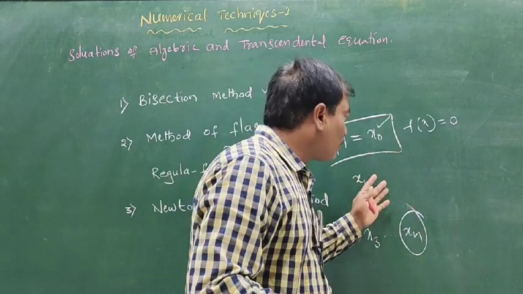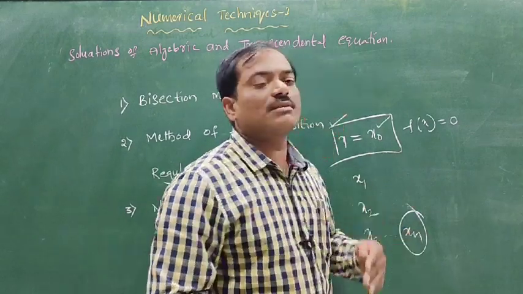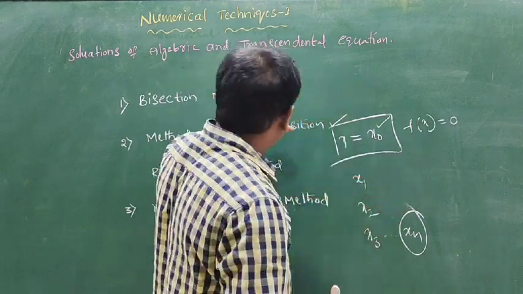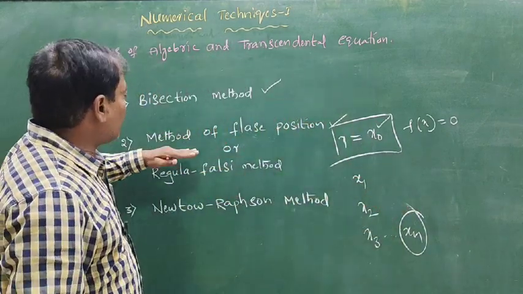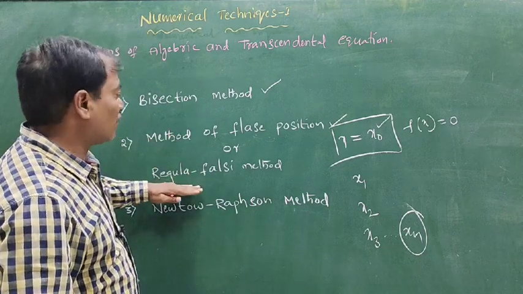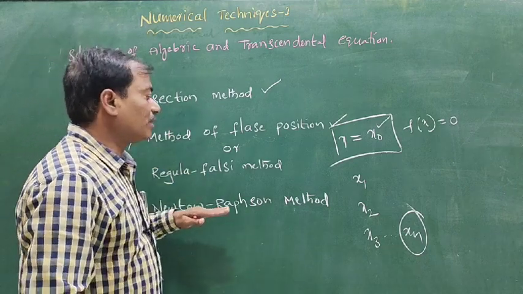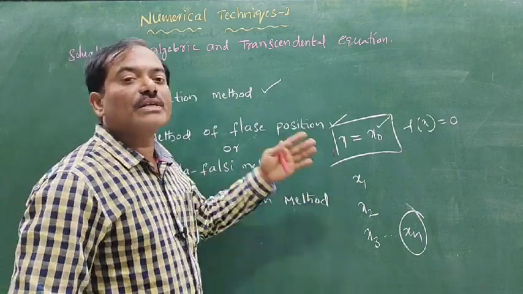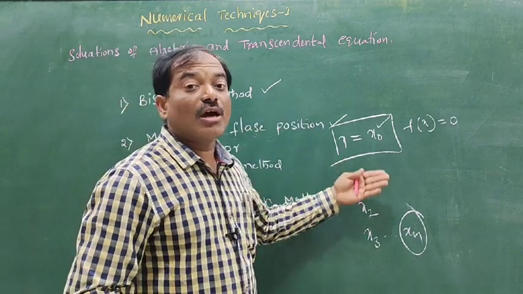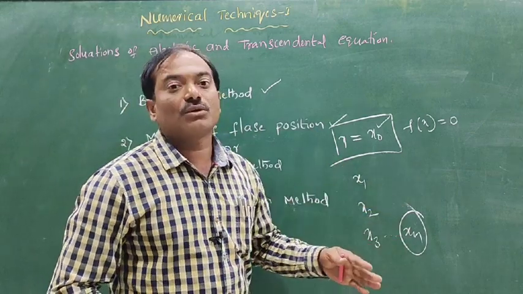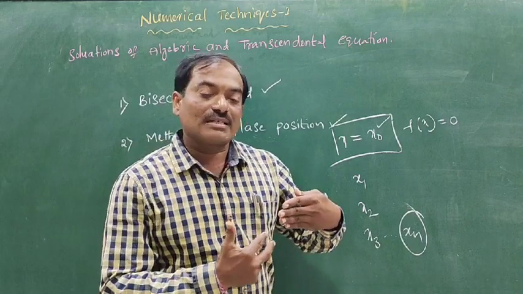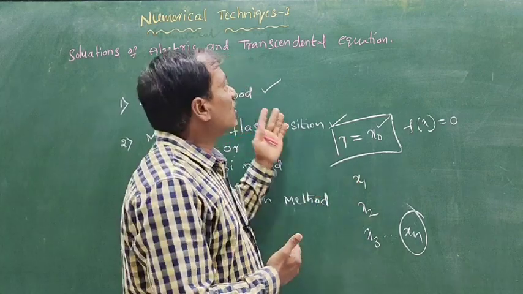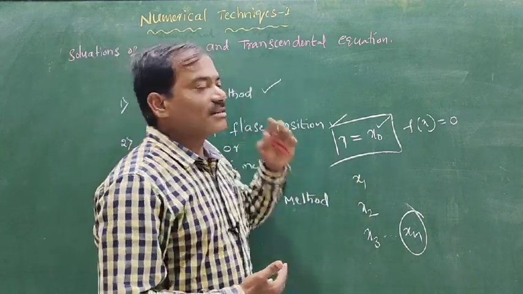This kind of process is called the numerical methods. In the bisection method, the method of false position or regula falsi method, and the Newton-Raphson method, in all these methods we have to use this kind of approximation. First we assume the initial approximation, then we find the next approximations. Finally we write the conclusion, meaning we write a solution of the given algebraic equation or transcendental equation.